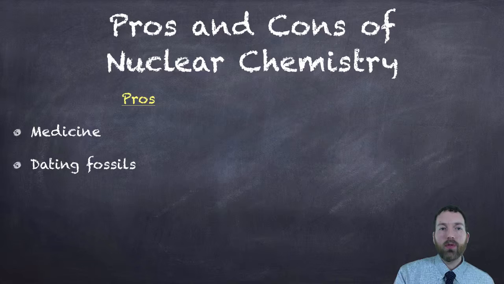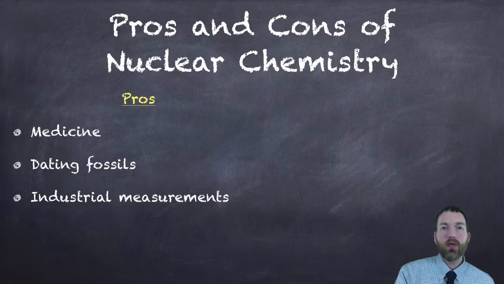Another pro of nuclear chemistry is radioactive dating. Like we saw with half-life, we can very accurately judge time based on the decay of these isotopes. So if you want to learn more about evolutionary history or things like dating fossils or even ancient artifacts, you can use half-life decay to come up with a time frame for when that fossil, that animal, or that artifact was from.